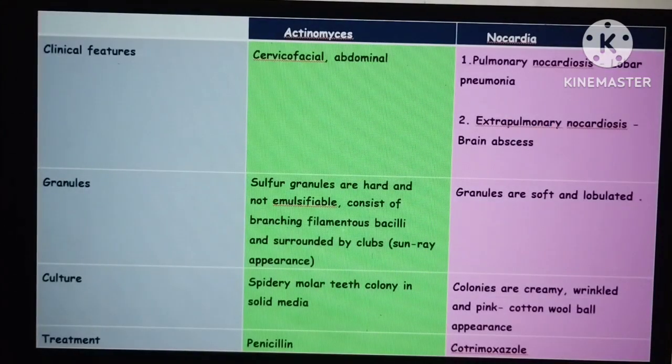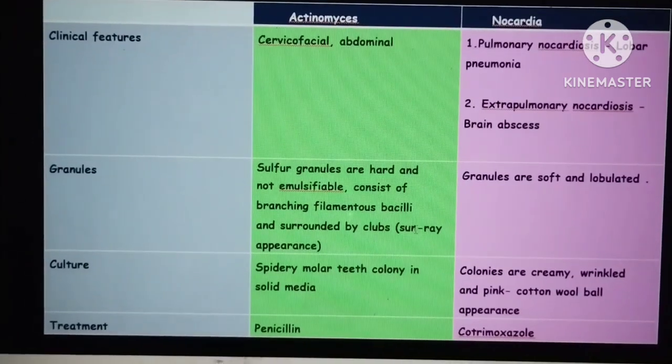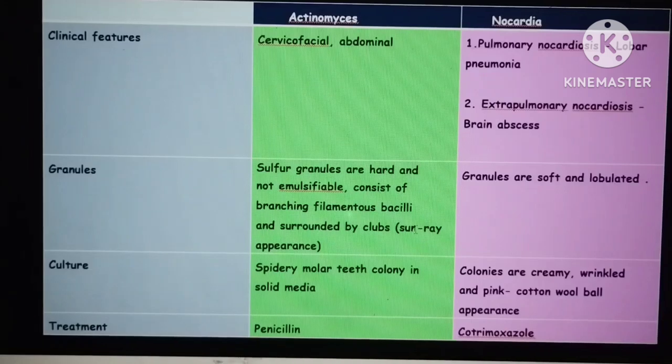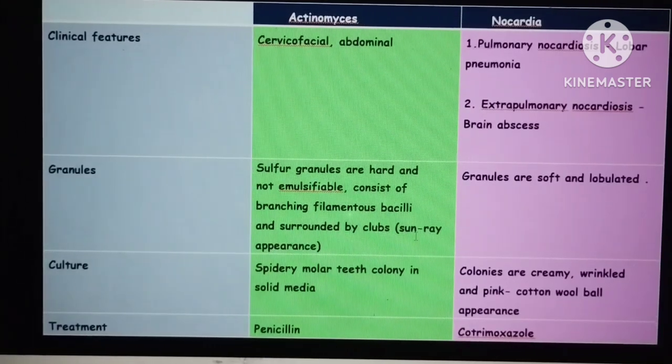Actinomyces usually causes cervicofacial or abdominal disease, and the most common is cervicofacial actinomycosis. Whereas Nocardia causes pulmonary nocardiasis presenting as lobar pneumonia, and extrapulmonary it usually presents as a brain abscess. Coming to the granules, Actinomyces granules are hard and not emulsifiable, but in Nocardia they are soft and emulsifiable. Here you will see a typical sunray appearance because of the branching filamentous bacilli.